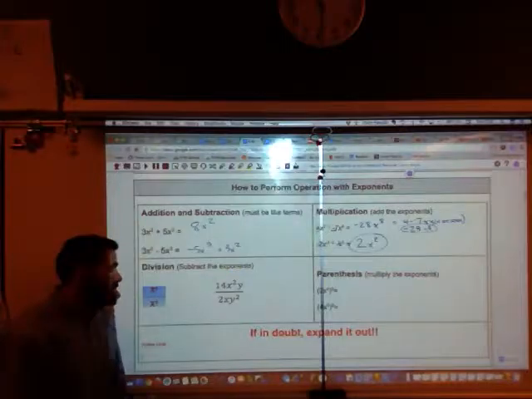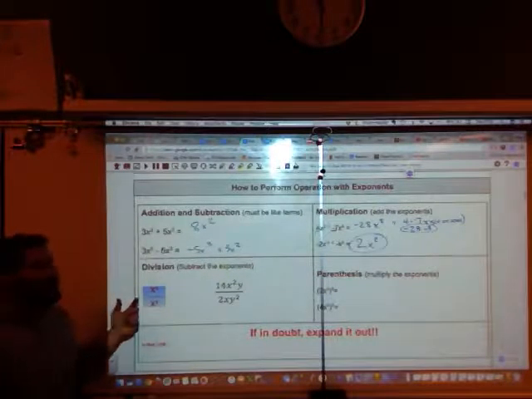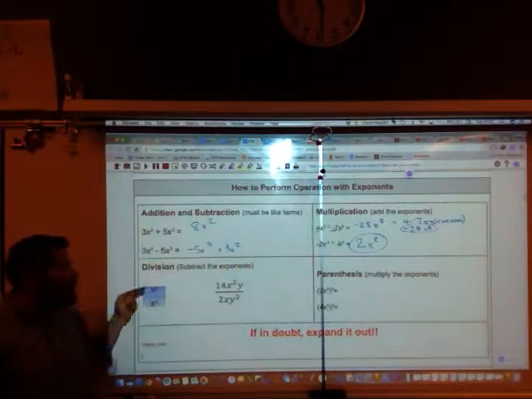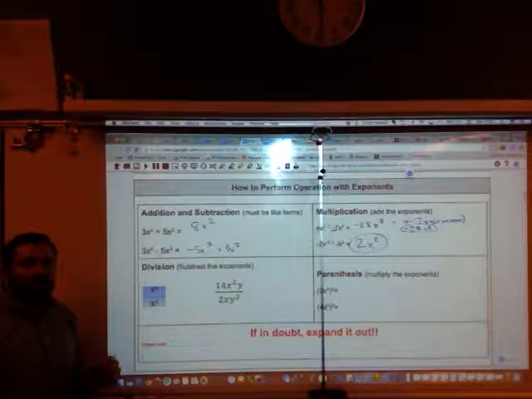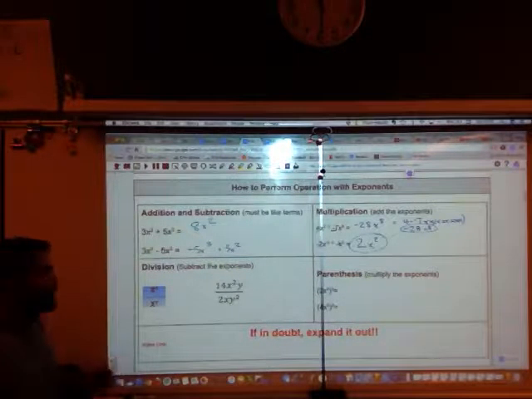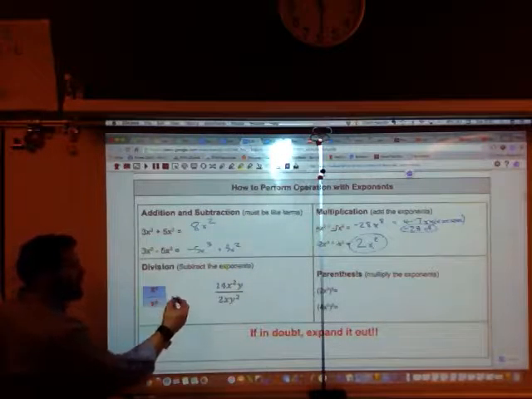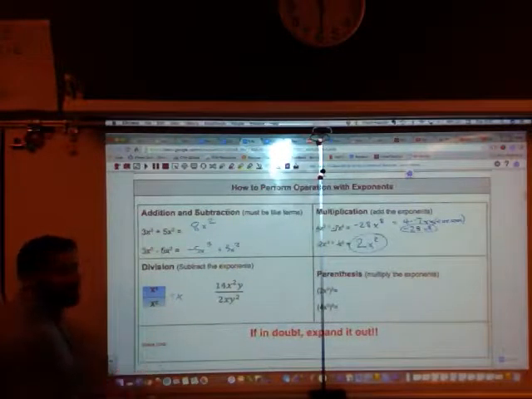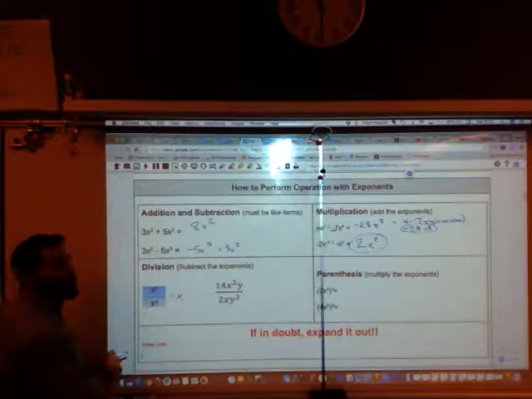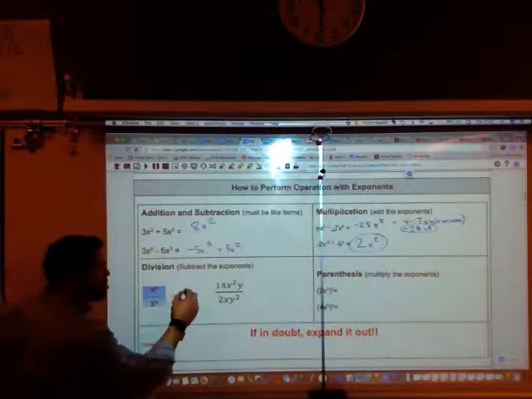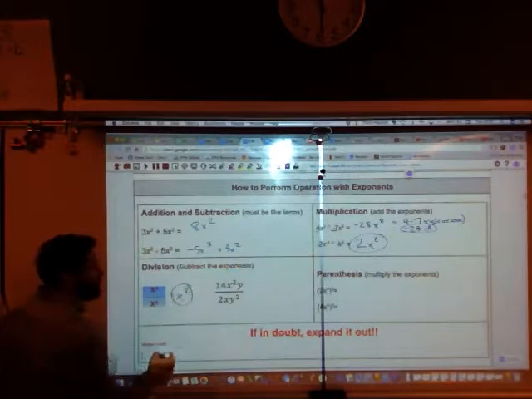So that's multiplication. Now to division. Multiplication, we added the exponents. Divisions, we're going to subtract the exponents. So if I have this problem, x to the 4th divided by x to the 2nd, I'm just going to keep that x because it has the same base. X is the base. I'm going to keep that x and I'm just going to subtract the exponents. 4 minus 2 is 2.